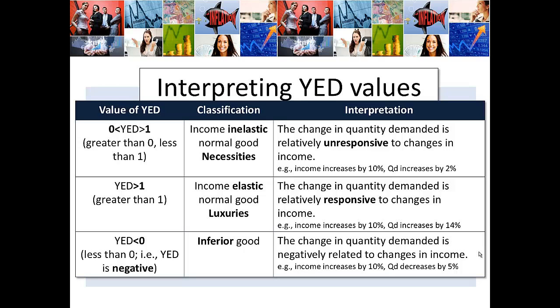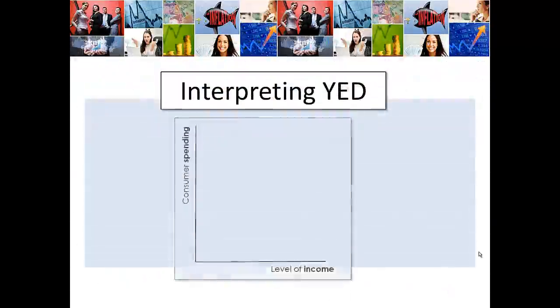And if YED is below 0, this means it's negative. If it's a negative value, we're talking about an inferior good. And the change in quantity demanded is negatively related to changes in income. So if income goes up by 10%, then quantity demanded is going to be decreased by some amount. And if income decreases, then the quantity demanded is going to increase. An inferior good. So the value of our coefficient is important, and our negatives and positives are very important.